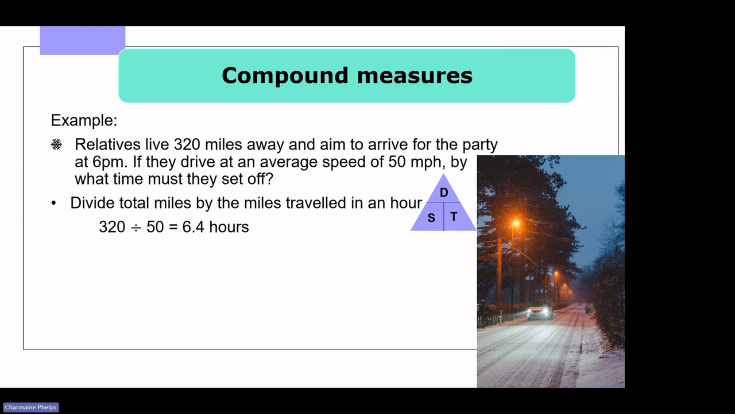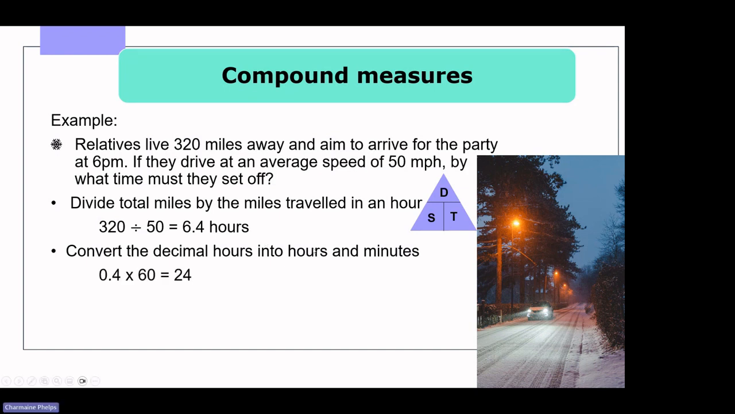0.4 of an hour, when an hour is 60 minutes, needs to be calculated differently. So I convert the decimal hours into hours and minutes. So I know I've got 6 whole hours, but what is 0.4 in minutes? Well, 0.4 times 60 is 24 minutes.